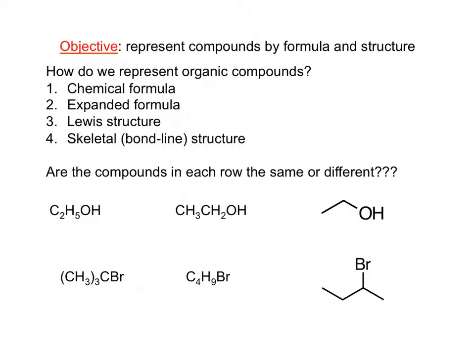So in the first row, those 3 compounds are all the same. That compound is ethanol. In the second row, the compounds are different. Note that the structure of the first compound is different than this compound. For the third compound, the expanded formula looks like this.